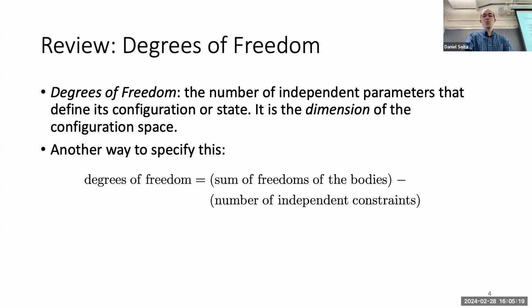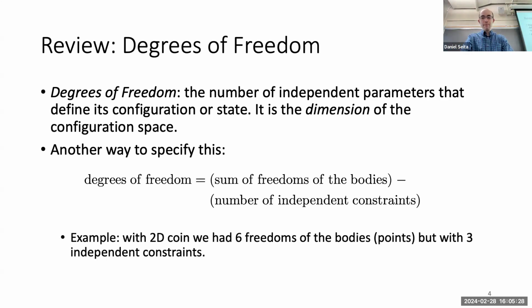But this is a general way that people try to derive the degrees of freedom of some system. And we talked about this example where we had the 2D coin and you could define 3 points on it. If you have a 2D surface, there are 2 coordinates for each.